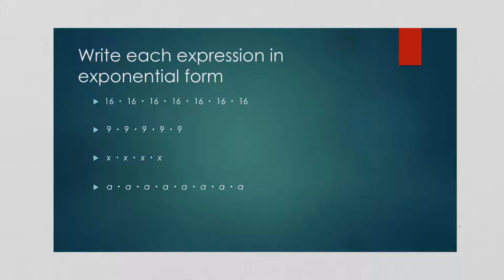Alright, so let's write these in exponential form. Again, your base is the number that's being multiplied by itself. And then the exponent is the number of times it's being multiplied. 1, 2, 3, 4, 5, 6, 7. So I'm going to put a 7 up here. On the next part, 9 is my base. 1, 2, 3, 4, 5 is my exponent. X is my base. 4 is my exponent.